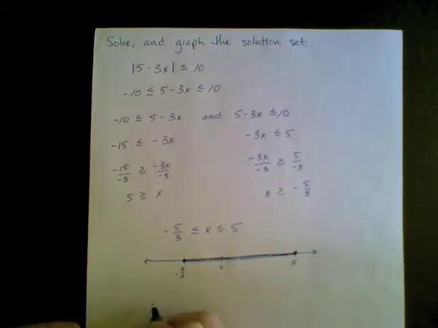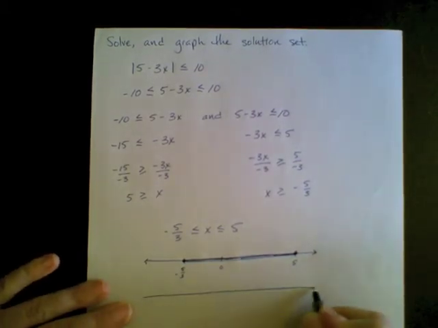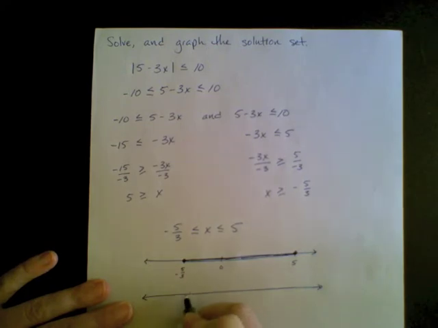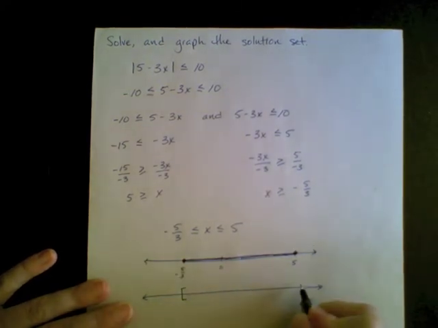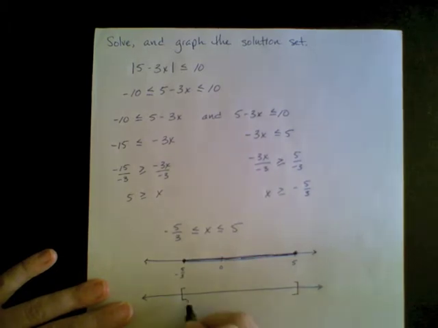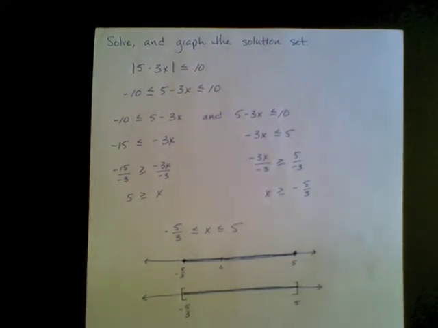You can use this notation, or you can use the other alternate notation. The alternate notation says we use square brackets when something is included. But again, this is from negative 5/3 to 5. And you can put the 0 on that number line. It's not strictly necessary.